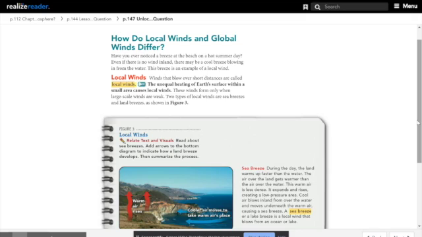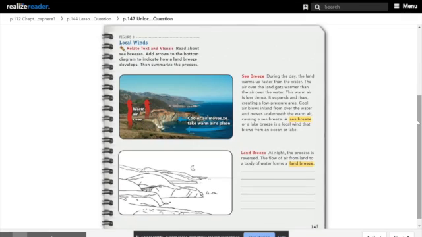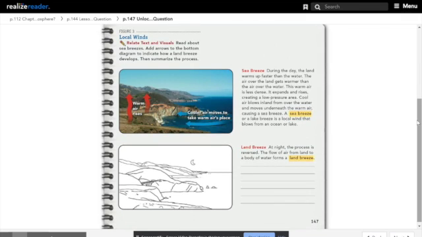The unequal heating of Earth's surface within a small area causes a local wind. These winds form only when large-scale winds are weak. Two types of local winds are sea breezes and land breezes, as shown in Figure 3. So let's go down and take a look at Figure 3. Let's look at sea breeze first.